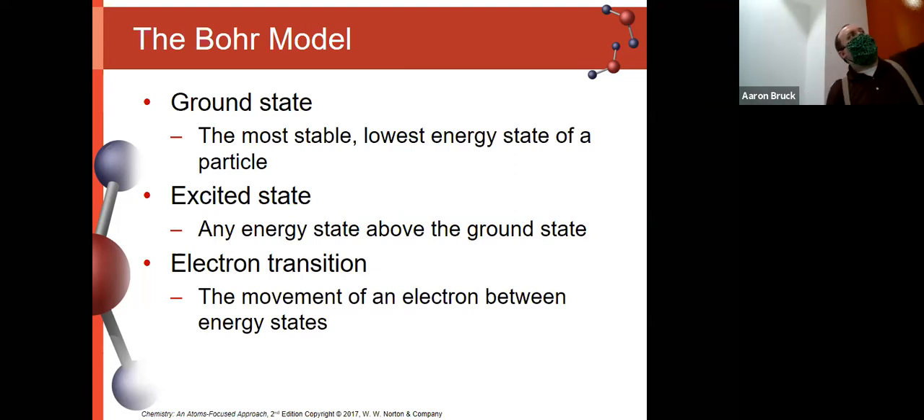Now, to go from the ground state to an excited state, or the excited state to a ground state, electronic transitions have to occur. That's where the electron jumps from one energy level to another. And we see that coupled with some kind of change in energy. Either an emission of energy, if we're going from an excited state down, or an absorption of energy if we're going from a ground state up.